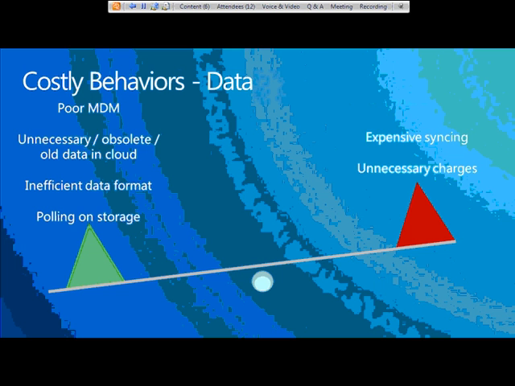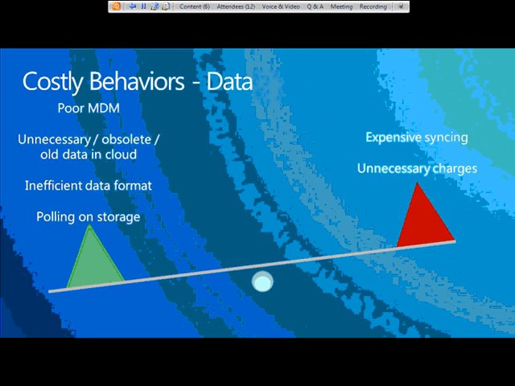Some costly behaviors: poor master data management. When you put your data in the cloud, does that database in the cloud become the master system of record for your data, or is it just a projection from a master that's still on site? You've got to think about that, because that's going to require syncing, and that could be very expensive. That could even be the most expensive part of your operation, syncing, if it's unrealistic, too ambitious.